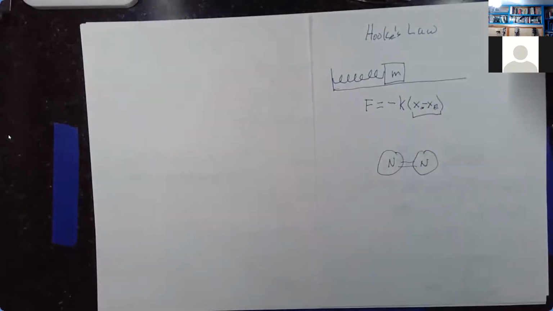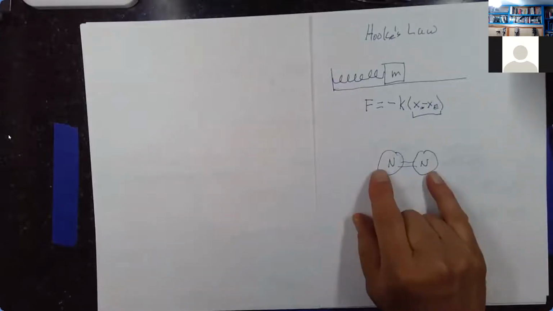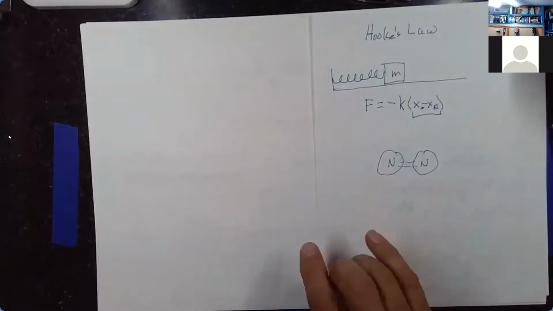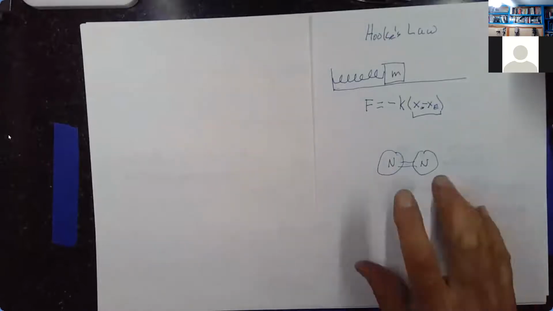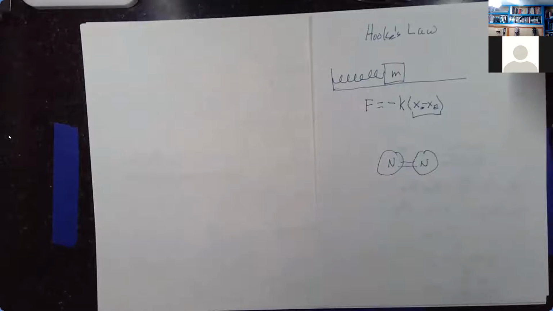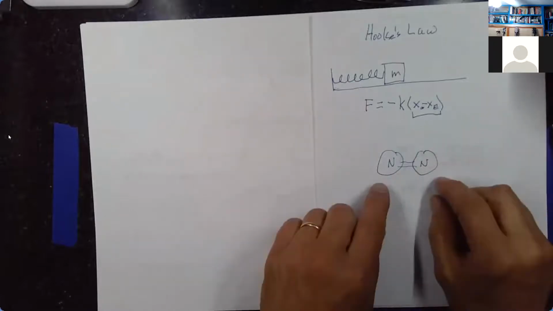And there are a lot of different diatomic molecules that show up. It doesn't have to be two of the same thing. You could have a carbon monoxide molecule, just a C and an O, and the force between those behaves this way as well.